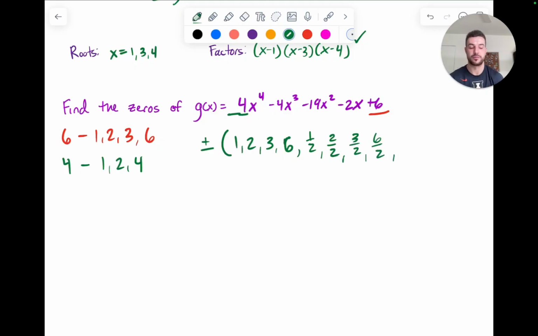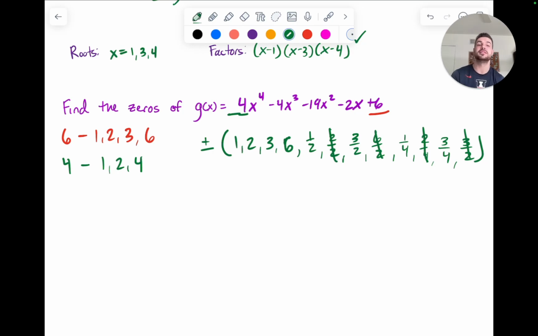and 6 over 2. Well, 2 over 2 is 1, which we already have, so I don't need repeats in this list. And then 6 over 2 is 3, and I already have 3 in my list. Now I'm going to continue on and do the same thing with 4. I have 1 over 4, 2 over 4, 3 over 4, and 6 over 4. Well, that 6 over 4 is really 3 over 2. And I can see that I already have a 2 over 4, which is a 1/2. And then I already have a 3 over 2.